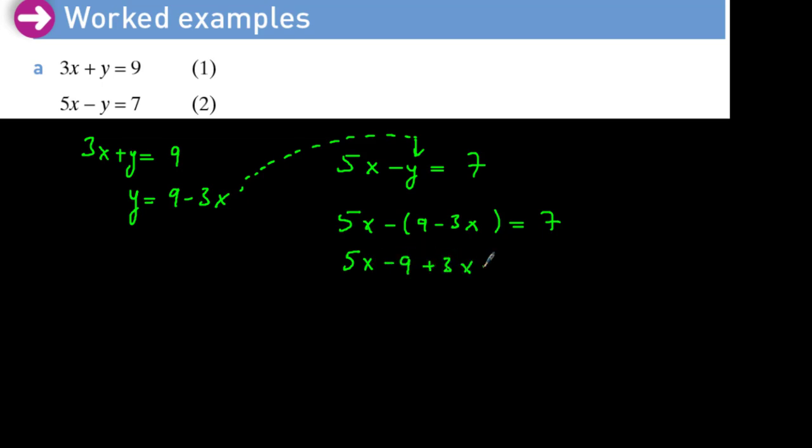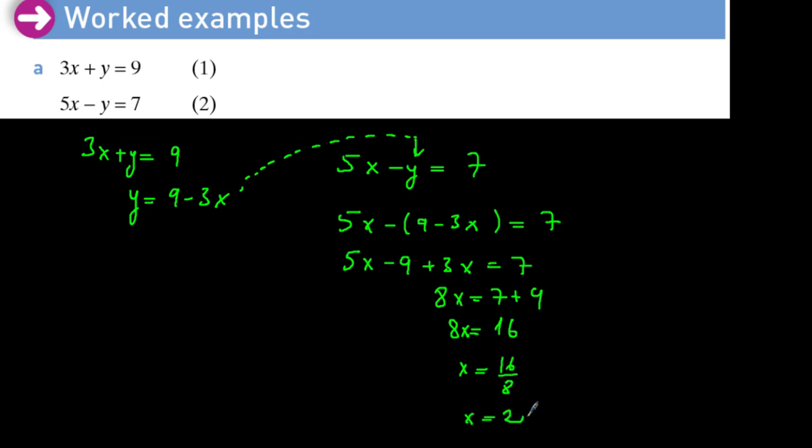And 5x minus 9 plus 3x, which is very important: minus 9 plus 3x, it should be minus and minus, plus, it has to be, is equal to 7. And here the result again, 5x plus 3x, 8x is equal to 7 plus 9, 16, I'm sorry, 8x is equal to 16, then x is equal to 16 over 8, it has to be.